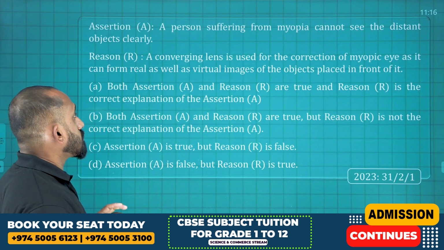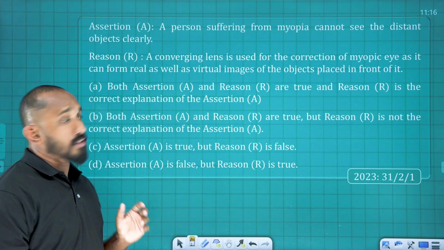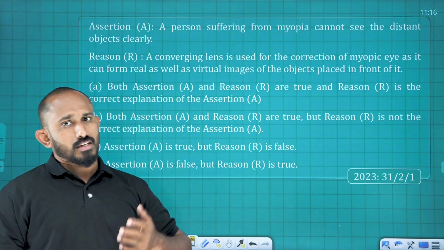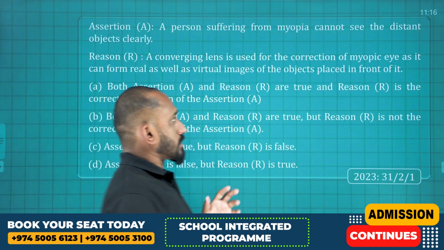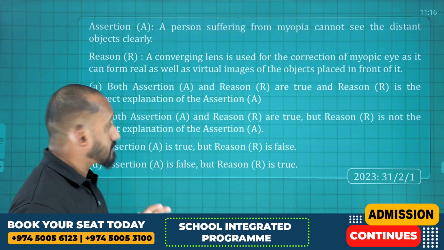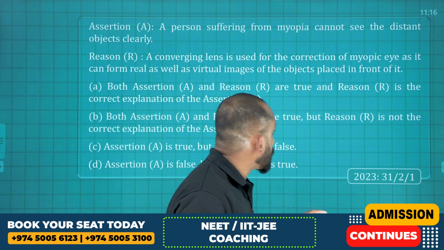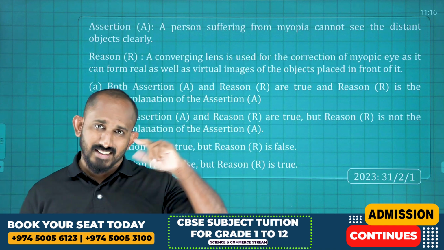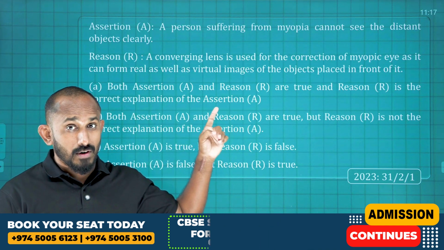Assertion: A person suffering from myopia cannot see distant objects clearly. Yeah, of course, distant objects he cannot see clearly. Reason: A converging lens is used for the correction of myopia as it can form real as well as virtual images of the object placed in front of it. See, a look-like assertion is to be done in another region question. So here it is given.